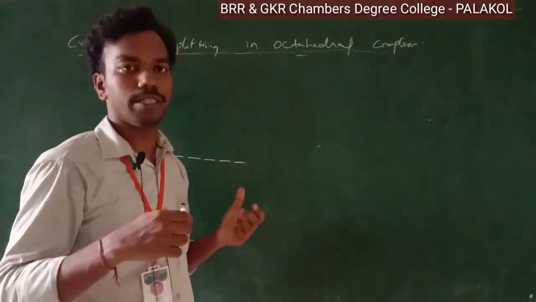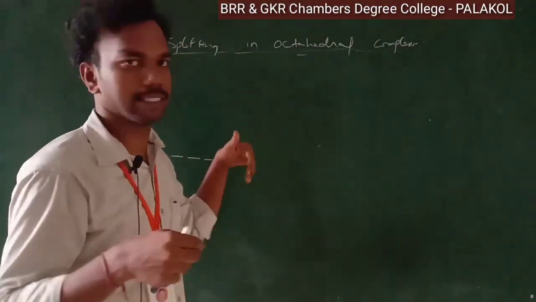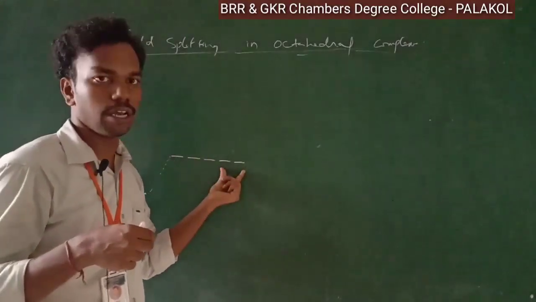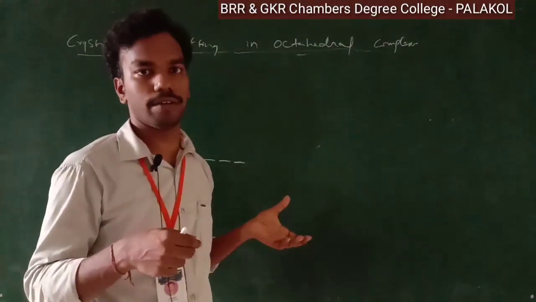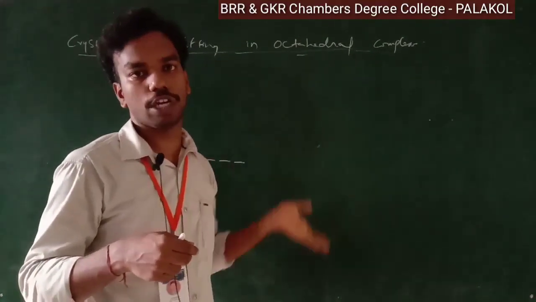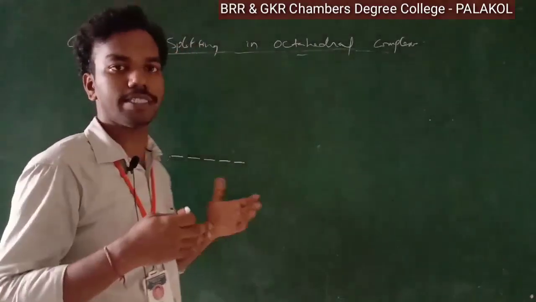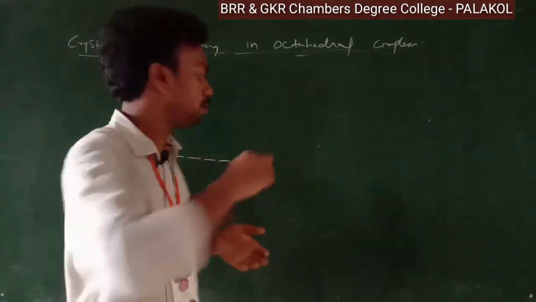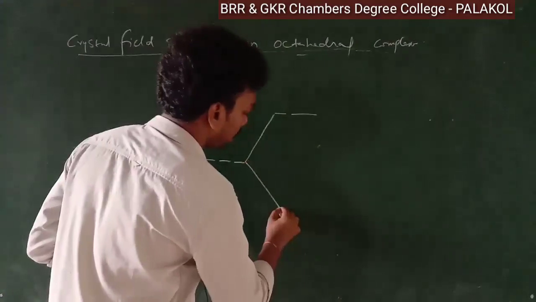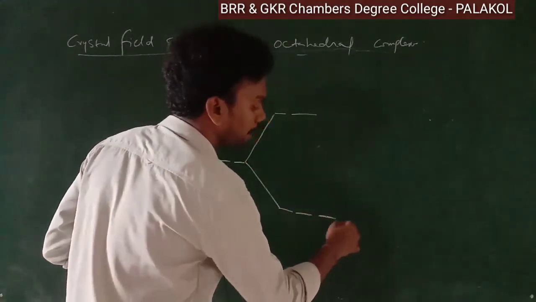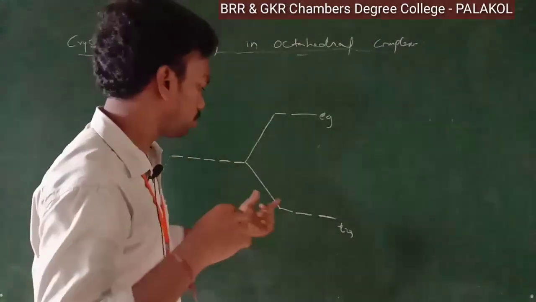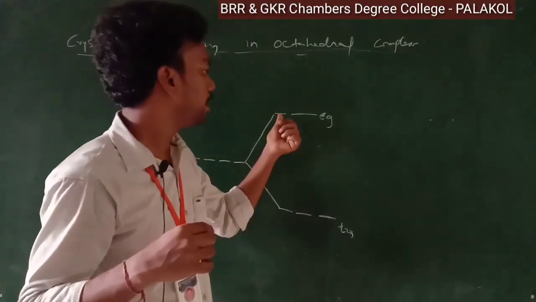Next, in octahedral geometry, the ligands approach with electron density along the axis. So here we have two sets: the T2g set, dxy, dyz, dzx, and the Eg set. While ligands approach along the axis, the Eg orbitals, dx square minus y square and dz square, have higher energy, and the T2g orbitals have lower energy, because the T2g orbitals lie in between the axes. So Eg orbitals have higher energy and T2g orbitals have lower energy.